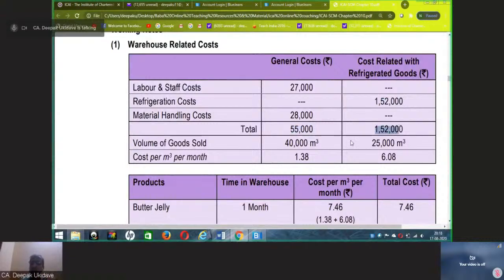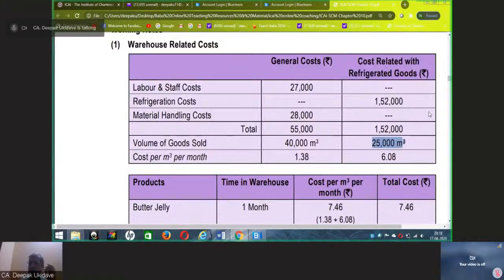I divide this by volume of goods sold. Volume of goods is 40,000 metric cube, volume of goods sold in general category. General category, first and third product. And the second category of product, that is 25,000 for refrigerated purpose, or it's the other way. First and third product is refrigerated good, and second product is general category.